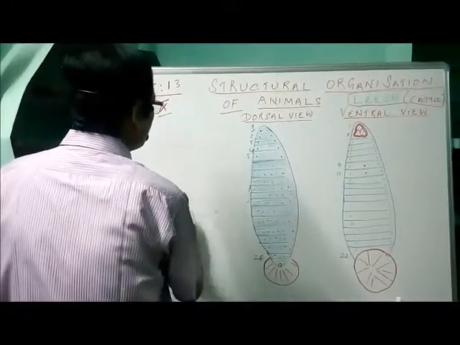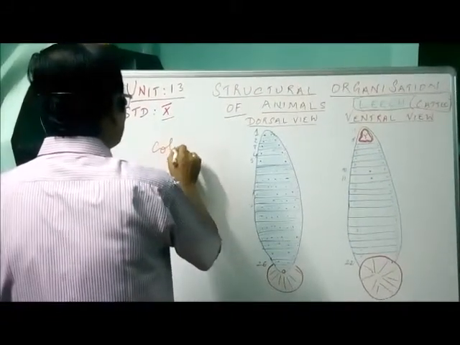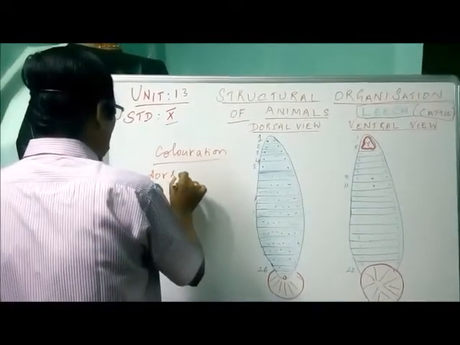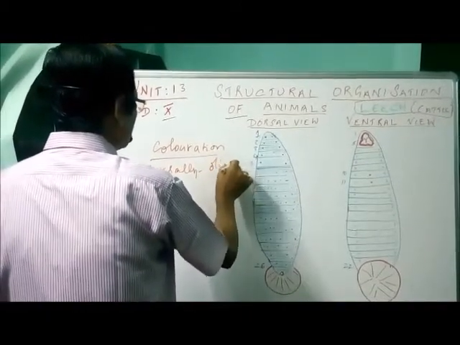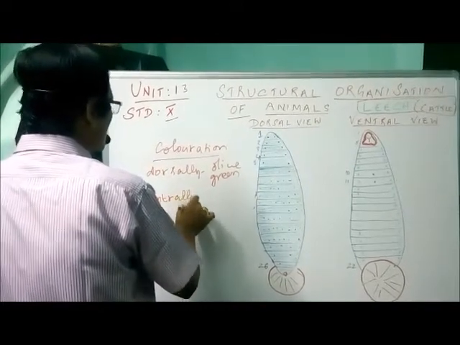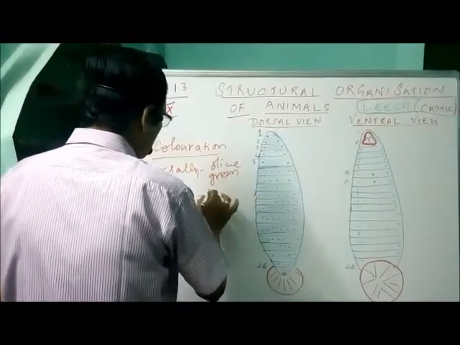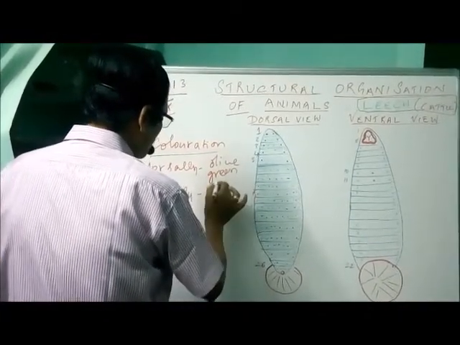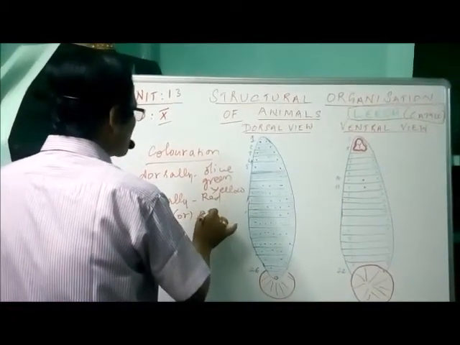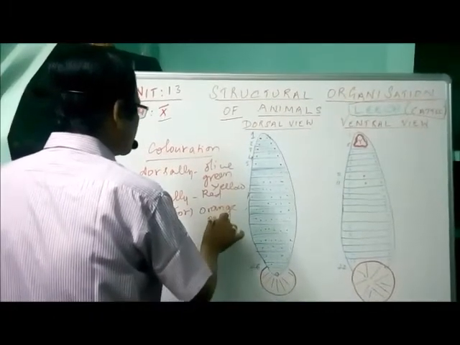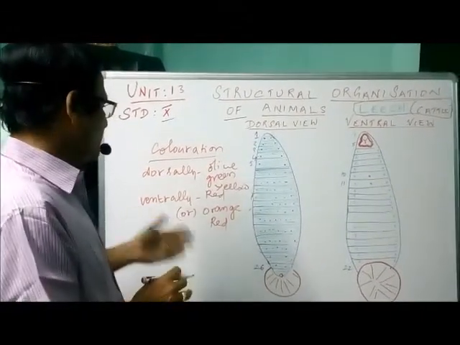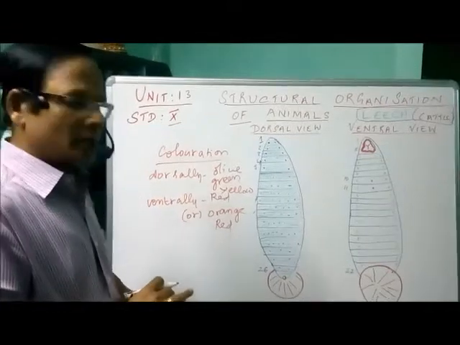What is the coloration? What is the color of the individual? Dorsally, olive green in color. Ventrally, yellow red, or orange red. That's about the color of the animal. Dark green, that is olive green color, dorsally. Ventrally, either yellow red or orange red in color.